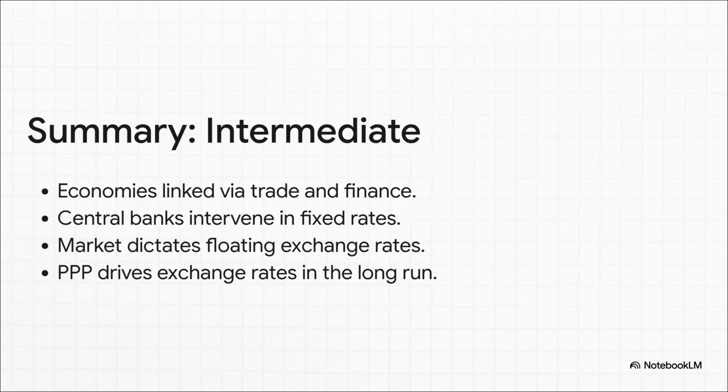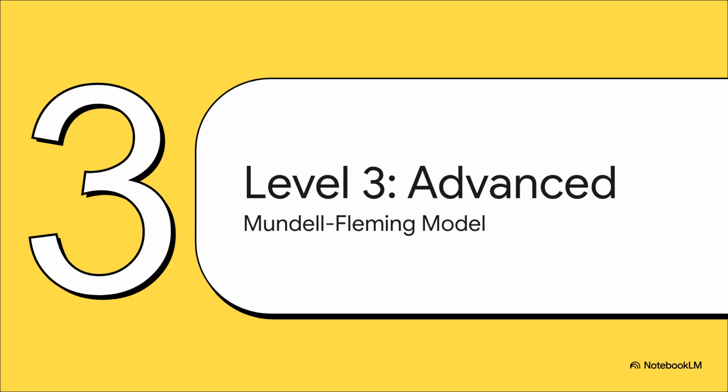Time for our intermediate class summary. Here's what you need to remember. Open economies are deeply linked via trade, which is tracked in the current account, and finance, which is tracked in the capital account. Also, if a country uses fixed exchange rates, its central bank has to constantly step in, buying and selling currency to maintain that peg. But if they use floating rates, they just stand aside and let the market dictate the value. And lastly, while local factors definitely cause short-term bumps, purchasing power parity is the gravitational force driving exchange rates over the long haul. You've made it!